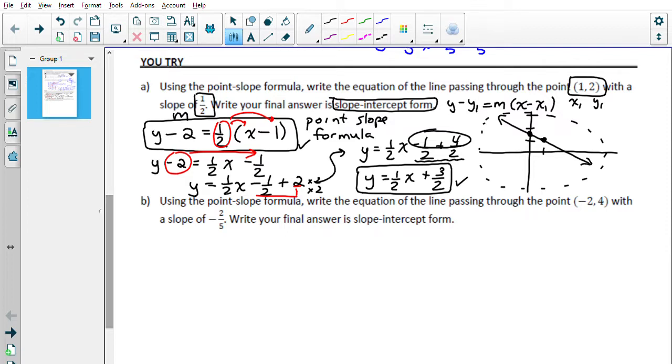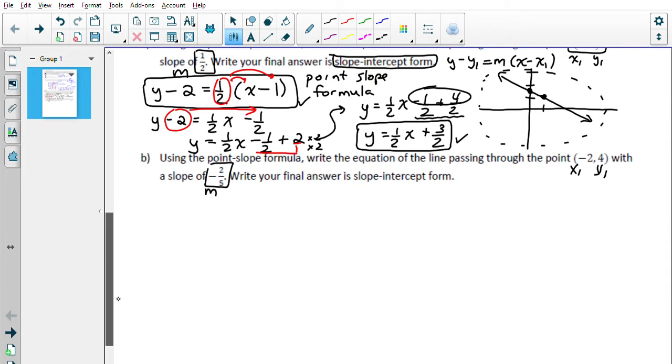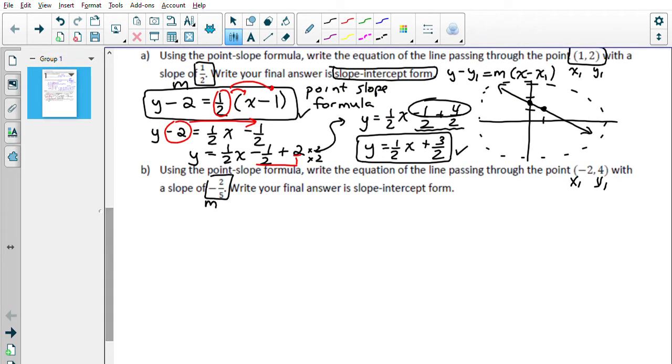Okay, so for example B, we now have a couple of negatives to contend with, or at least one. Here's your point, x1, y1. It goes through the point (-2, 4), and it has a slope of -2/5. This is going to be your m. So this is going to require a bit more work. It is going to have some gross fractions again. So plugging into the equation, y minus y1 equals m times (x subtract x1).